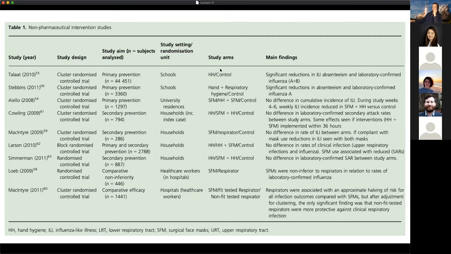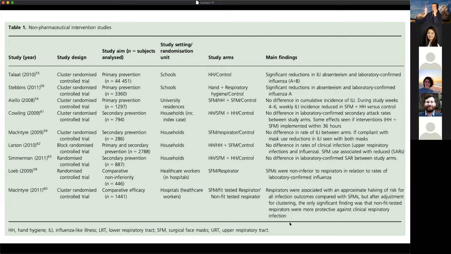And this is what they were comparing. So for influenza, the standard types of intervention would be, and the abbreviations are here, hand hygiene. This is just, wash your hands. You can have SFM, so surgical face masks. And you can see in this case, you had basically hand hygiene versus control, hand plus respiratory hygiene versus control, surgical masks and hygiene versus surgical masks and control.